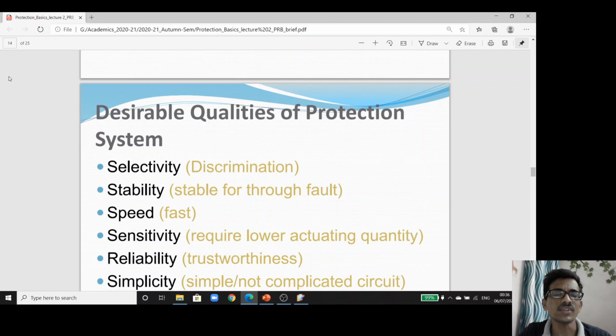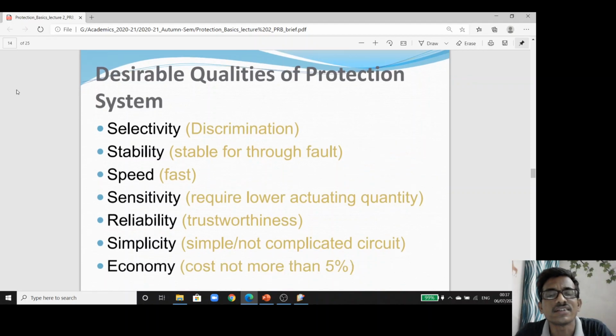And the last, seventh, and most important essential feature of a protection system is that it should be economical. Suppose the cost of your transformer is say 1 crore rupees and you are going to design a protection system whose cost is around 50 lakh. Then though all six qualities are there: selectivity, stability, speed, sensitivity, reliability, simplicity, still no one is going to implement your protection system because it is not economical. So the most important quality is economy.